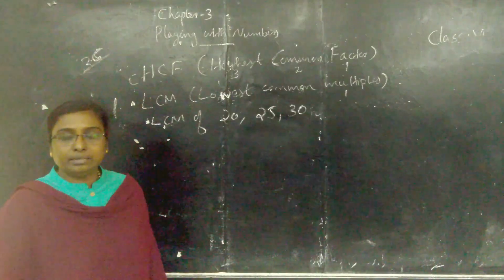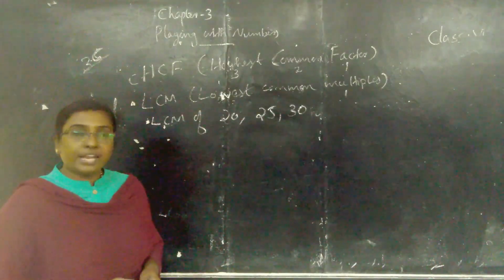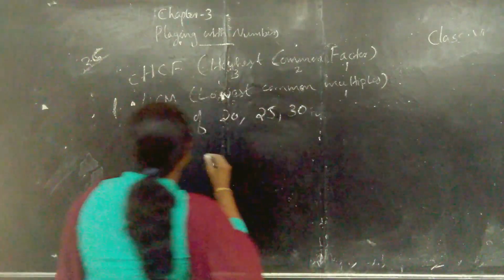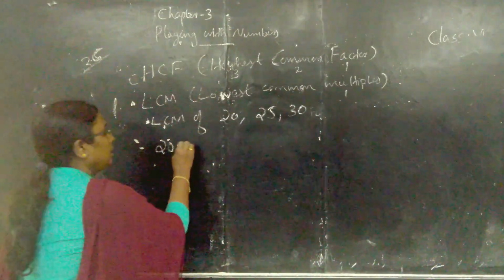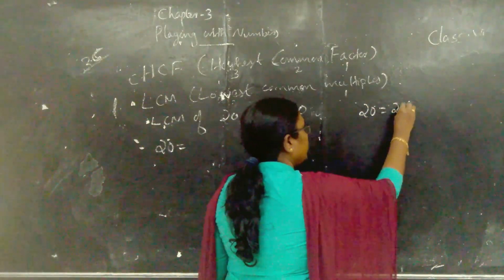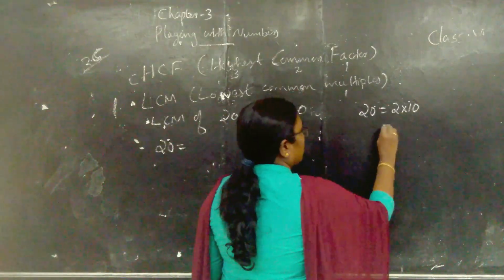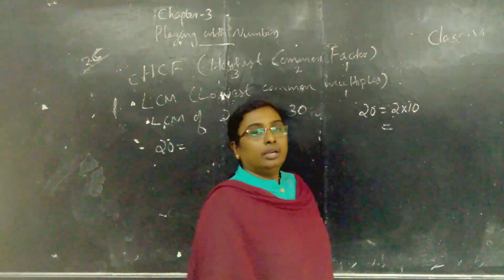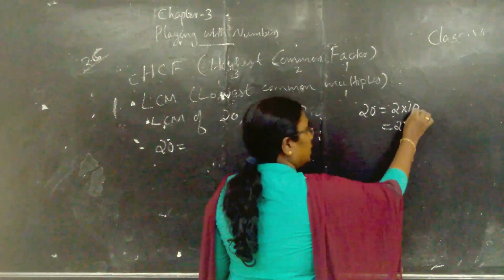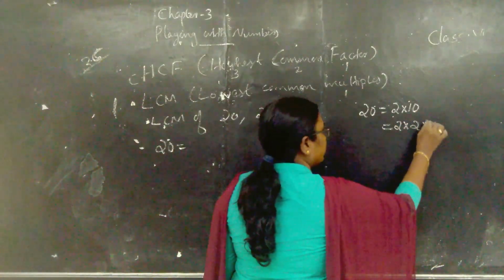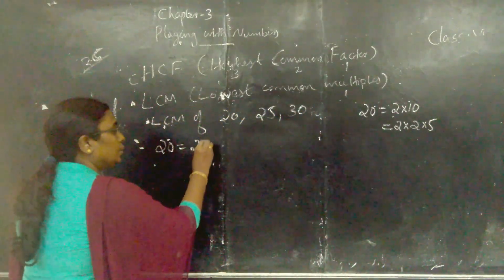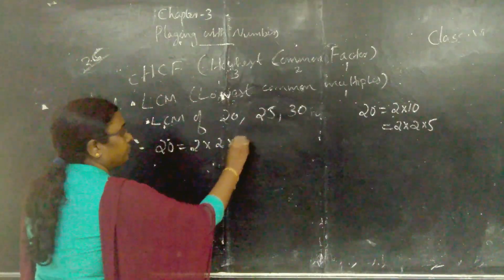In order to find the LCM, first we write the prime factorization of these numbers. Write the prime factorization of 20. 20 equals 2 into 10. 2 is a prime number. 10 is a composite number, so we factorize 10 again. 10 is 2 into 5. Now all the factors are prime numbers. So 20 equals 2 into 2 into 5.